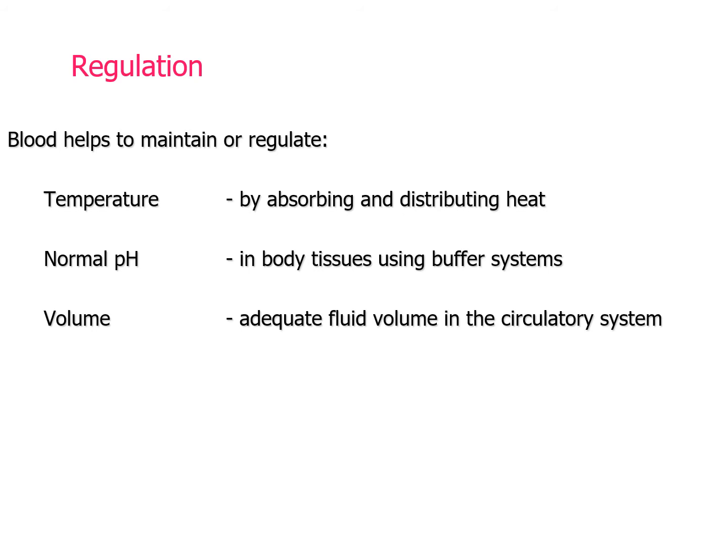In terms of normal pH, we've talked about this, body tissues use buffer systems. I did discuss one, which is the carbonic acid bicarbonate buffering system. And in terms of volume, the circulatory system always needs an adequate volume. If you don't have adequate overall volume within that circulatory system, you will not have adequate pressure. And without adequate pressure, you do not get appropriate perfusion of all the parts of the body with blood that's needed.